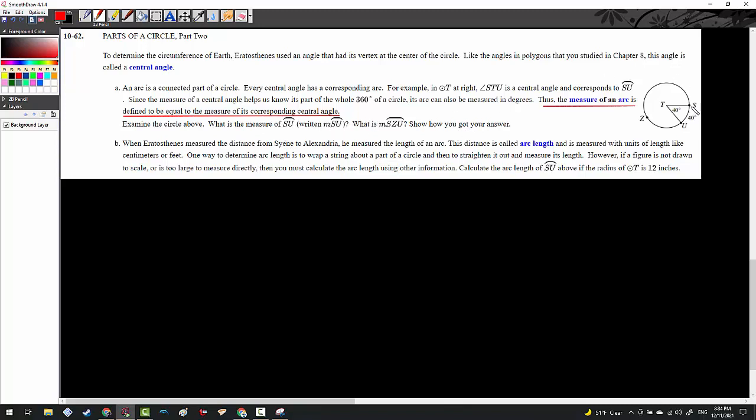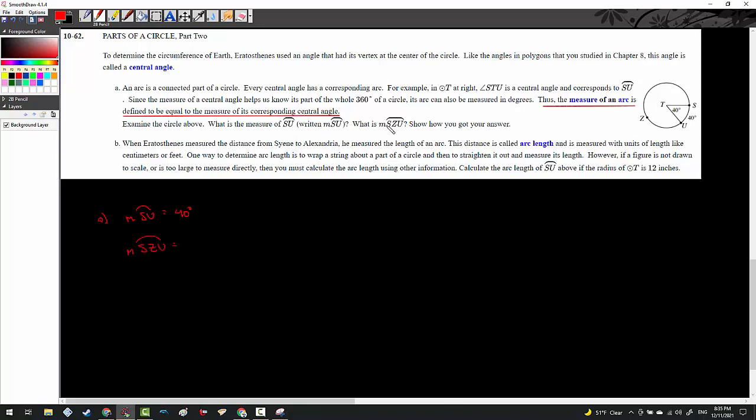Well, the measure of arc SU is going to be 40 degrees. I think they told us that. Now, they say, what is the measure of arc SZU?